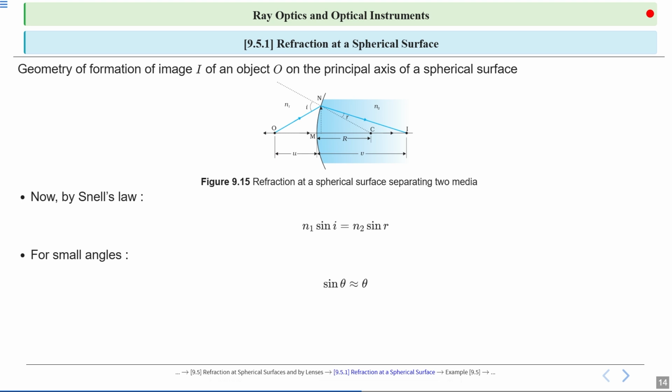So for small angles, tan theta approximately equal to theta, also sin theta approximately equal to theta. So we can say N1 sin I, in the place of sin I we can write I only, equal to N2. In the place of sin R we can write only R, because I and R are small angles, we have assumed earlier. So sin theta approximately equal to theta. So therefore Snell's law can be written as N1I equal to N2R.